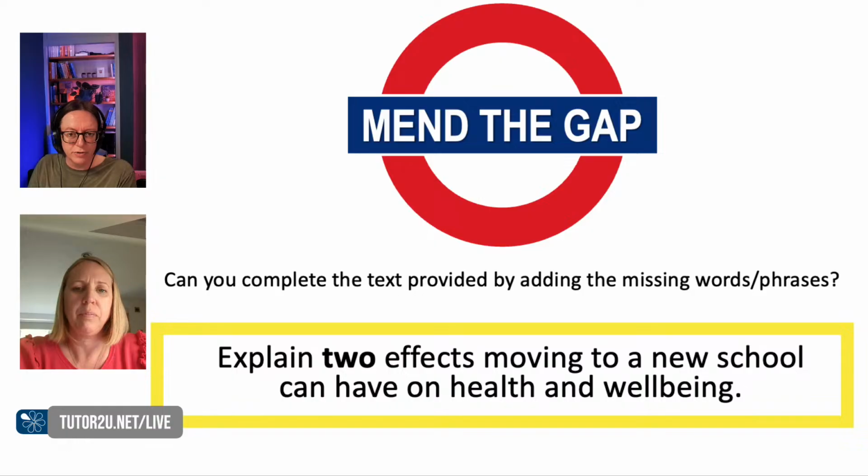It doesn't say positive or negative, so you could have either. And then it says health and well-being, so that can be any of the pies. So we're looking for 2 effects of moving to a new school, positive or negative, on any of your pies, but you need to explain them, so how or why those effects are occurring.